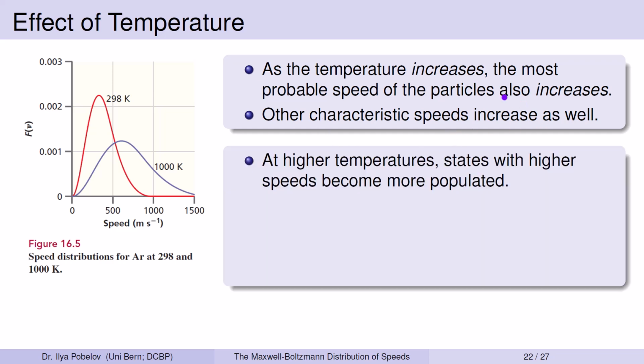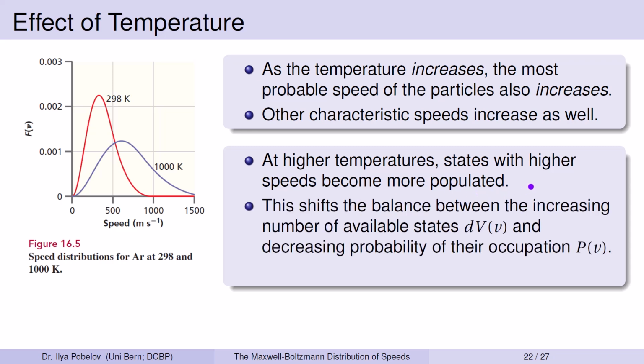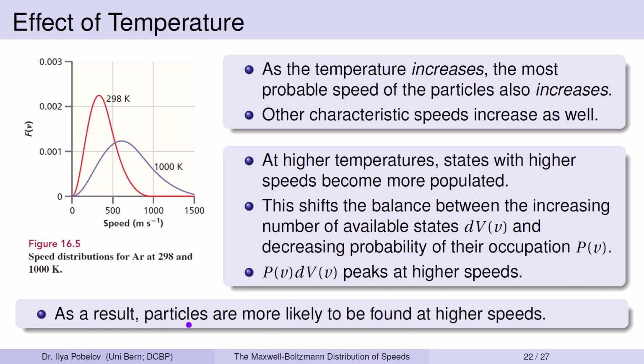The physical reason is straightforward. At higher temperatures, states with higher speeds become more populated. This shifts the balance between the increasing number of available states and decreasing probability of their occupation, so that their product peaks at higher speeds. As a result, particles are more likely to be found at higher speeds.